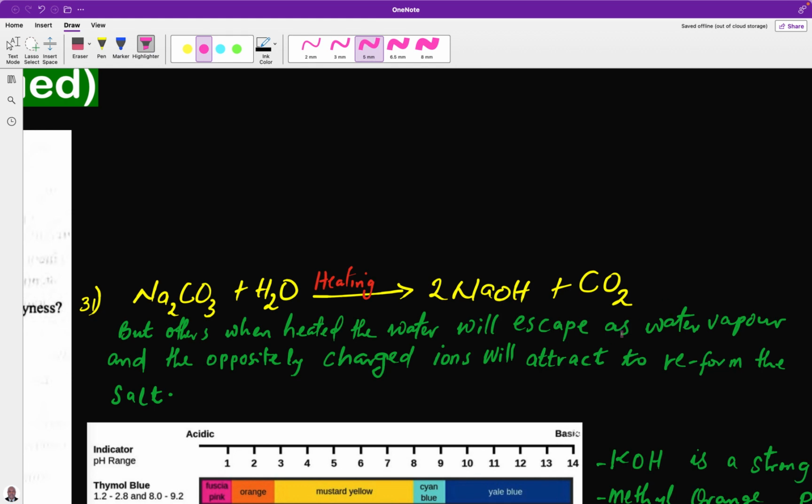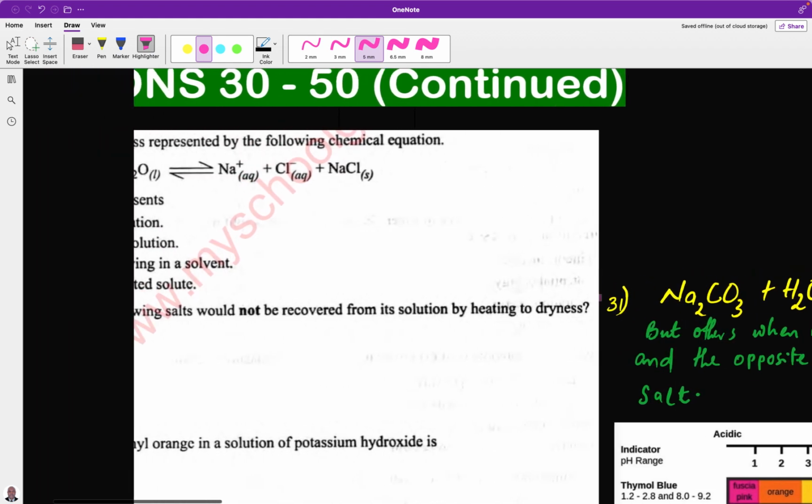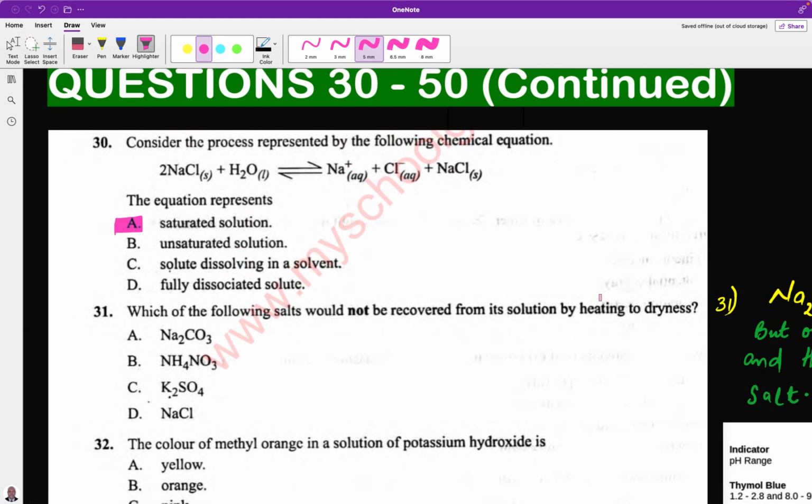But in this case, it doesn't happen because part of the carbon dioxide has escaped into the atmosphere as a gas. That is why we say sodium carbonate is the only one that will not be recovered from its solution by heating to dryness. So 31 is A.